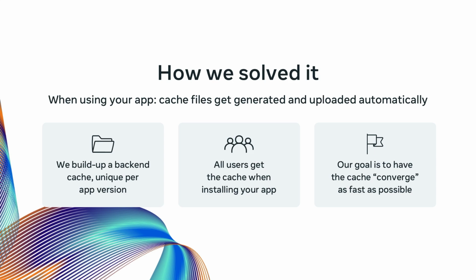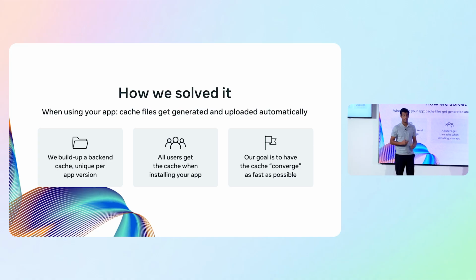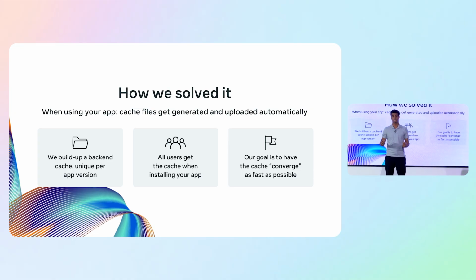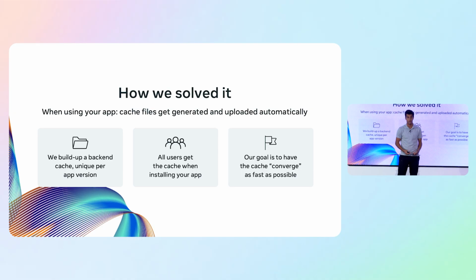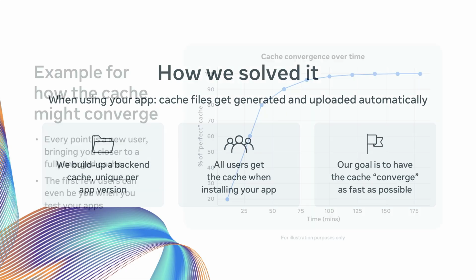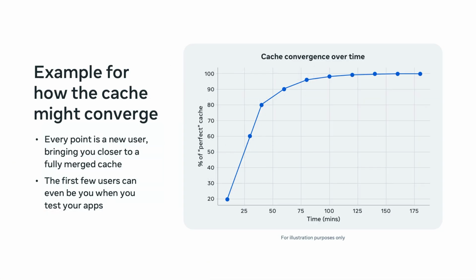That's why you have those long loads or those frame drops. Cache data is going to be generated, uploaded to our backend, and then we're going to process it. Every time this happens, we're going to merge these together until the backend has a pretty good cache representation. This is called a warm cache, a cache that's ready to really give all of your users relief from these problems. Ultimately, the goal of all of this is to have this cache converge as fast as possible, because once the cache is converged, once it's called warm, your users will not be subject to any of these problems anymore.